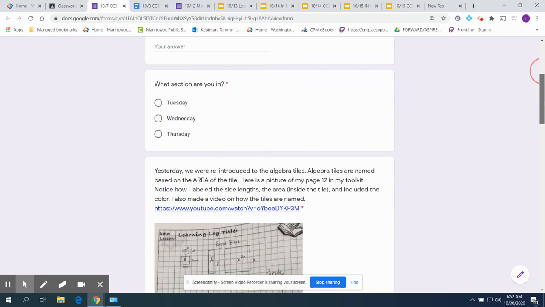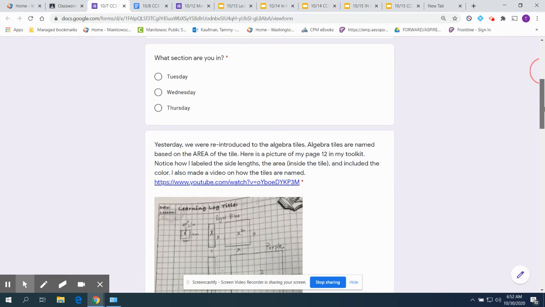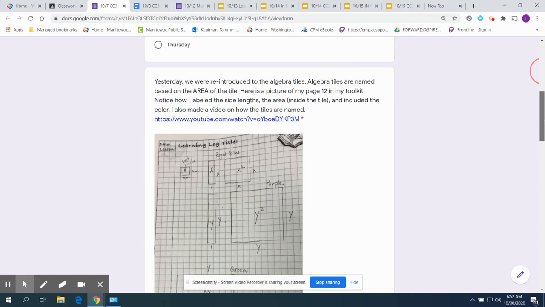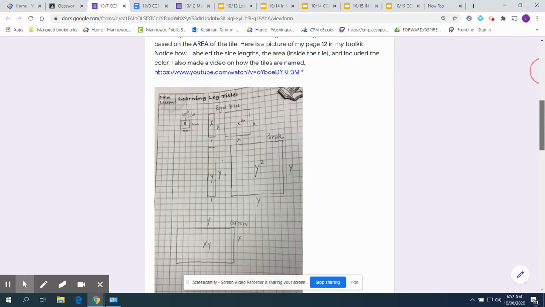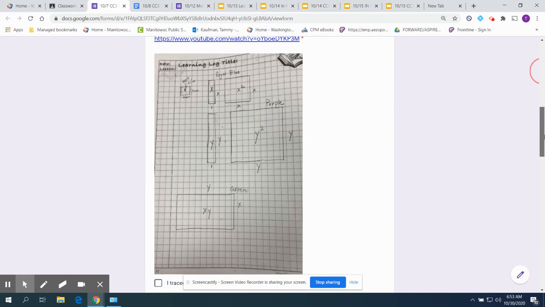Okay, so we are eventually going to get to solving equations, and the way that we solve equations is with using our tile mats and our tiles. So it's really important to understand the tiles, which is why we spend a lot of time playing with them and getting to use tile mats.